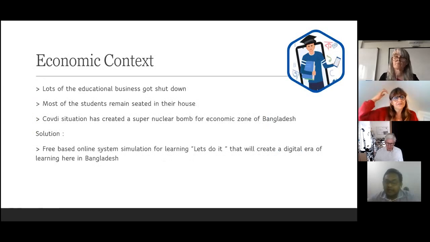On the economic side, the government is implementing many initiatives, and many international NGOs are implementing many projects from an economic perspective. And there is an educational business also in Bangladesh, which has been shut down. So to keep this going, we are proposing a different live simulation system so people can learn easily. There are different ways people can learn, such as different YouTube videos, but there is no single platform. So we are proposing a single platform for free, without paying any money, and it will be available online and offline also.